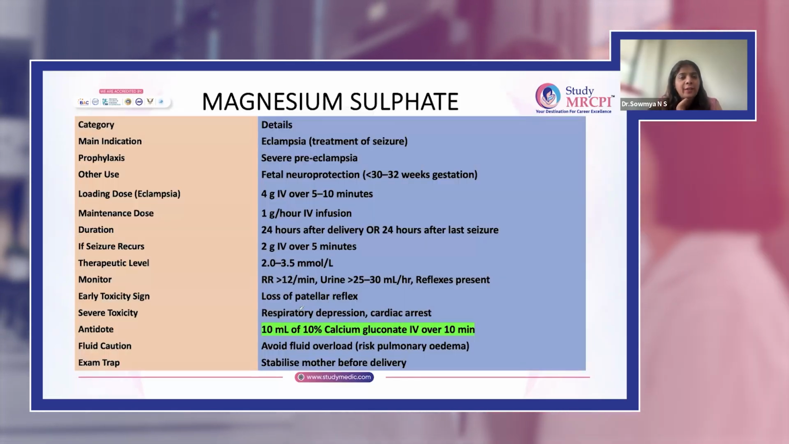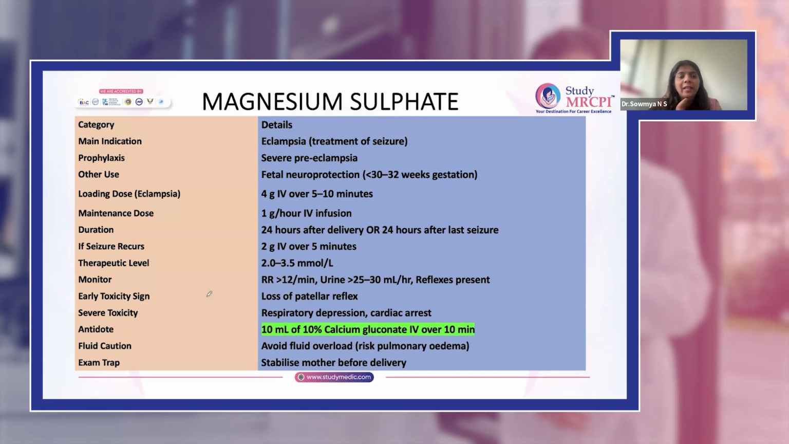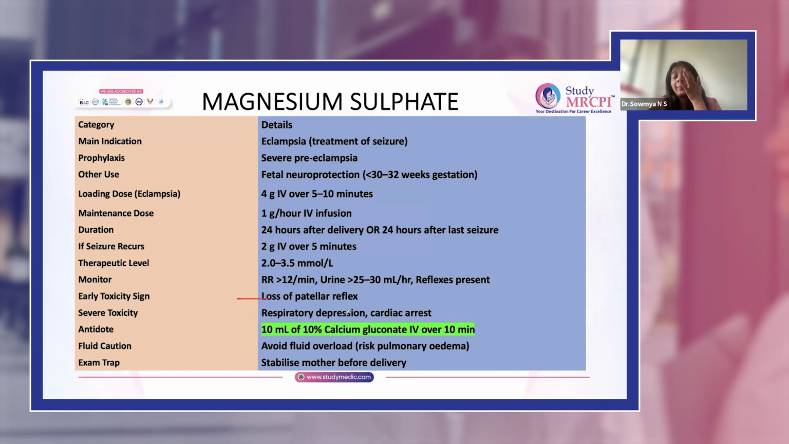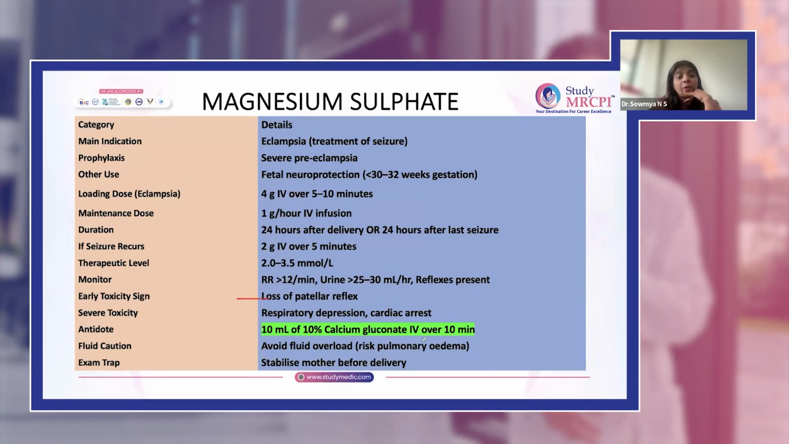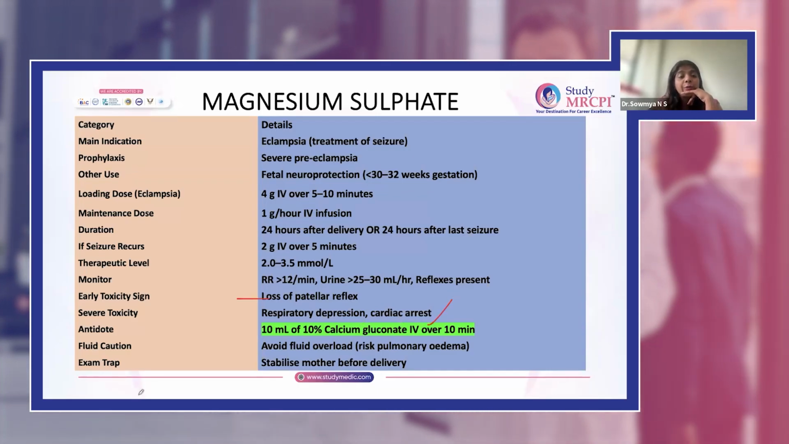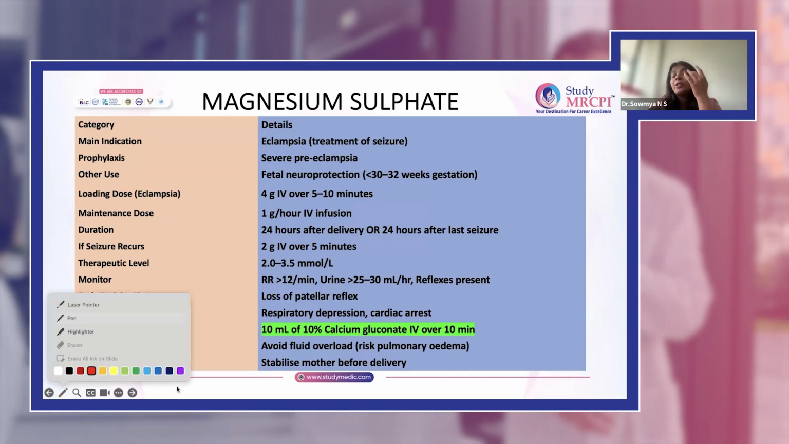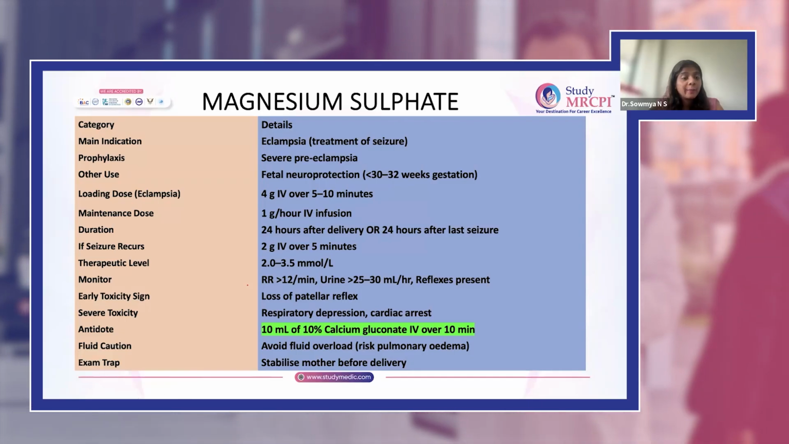And magnesium sulfate, I've given a few things. Early toxicity sign, as I mentioned, loss of patellar reflex. Then comes respiratory depression and cardiac arrest, which is in severe toxicity. And this is the antidote which you would be giving. Okay, fine. And of course, you have to stabilize the mother before you think of the delivery.